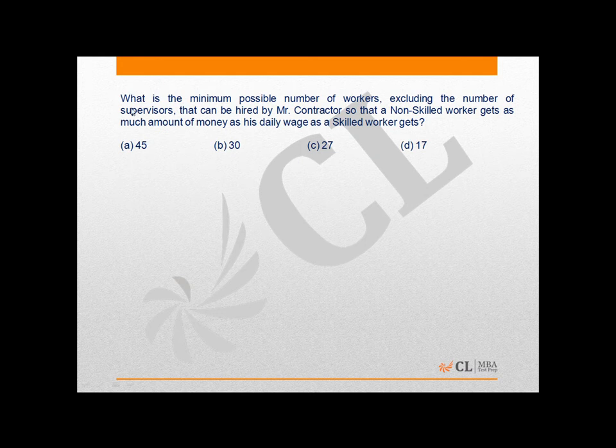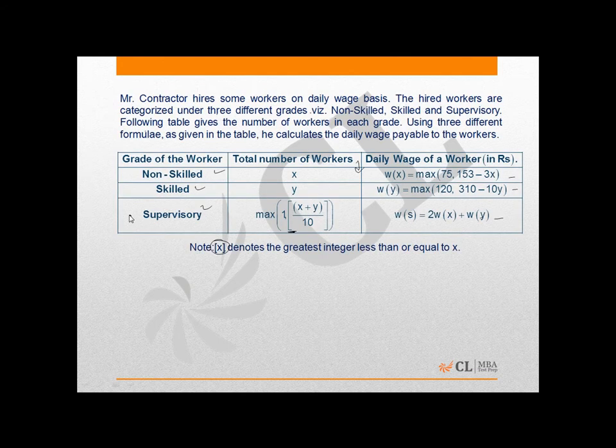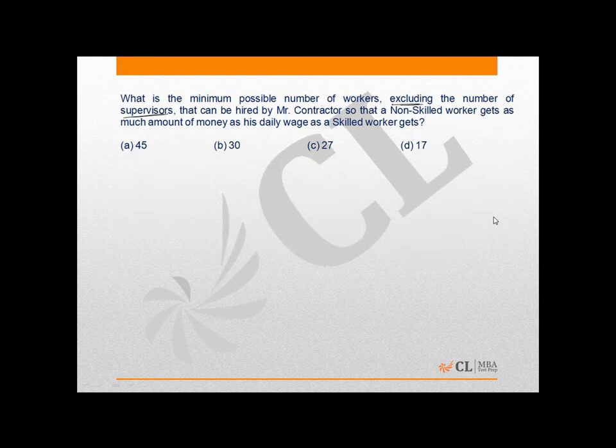The question is, what is the minimum possible number of workers excluding the number of supervisors? So we need to exclude the number of supervisors. It means this row is of no use to us. That can be hired by Mr. Contractor so that a non-skilled worker gets as much amount of money as his daily wage as a skilled worker gets. So the wage of a non-skilled worker should be same as the wage of a skilled worker.